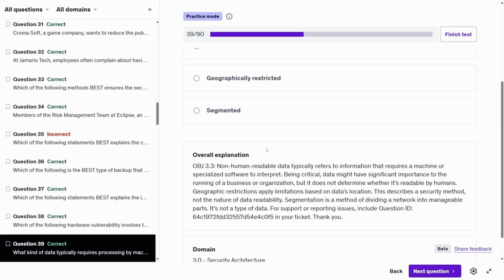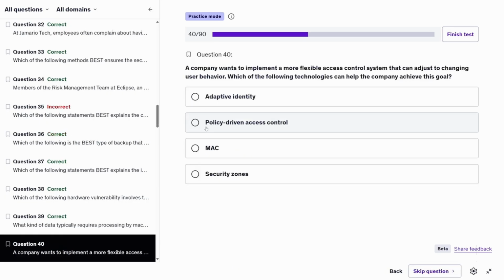Geographic restrictions apply limitations based on data's location. This describes a security method, not the nature of data readability. Segmentation is a method of dividing a network into manageable parts. It's not a type of data. A company wants to implement a more flexible access control system that can adjust to changing user behavior. Which of the following technologies can help the company achieve this goal?